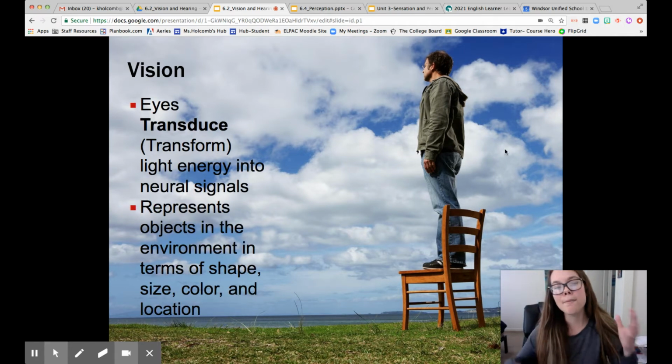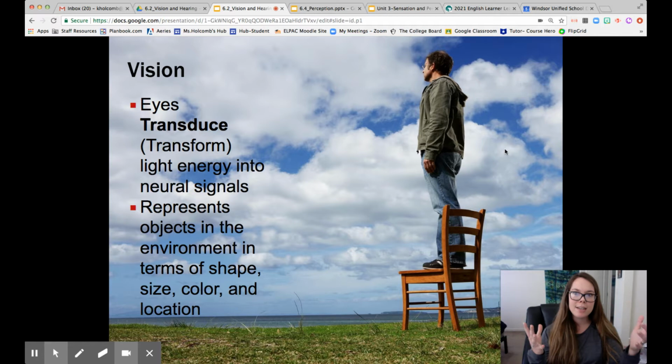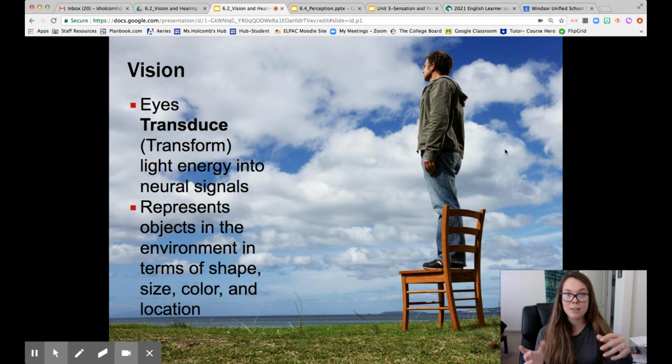So we have vision, right? And what vision is, is when our eyes transduce, or another synonym for transduce is transform, light energy to neural signals. Okay, so eyes transduce light energy into neural signals. And on top of using transduce or transform, I like to say translate. We will see why in just a little bit, but put that next to your notes. And this represents objects in the environment in terms of shape, size, color, and location.